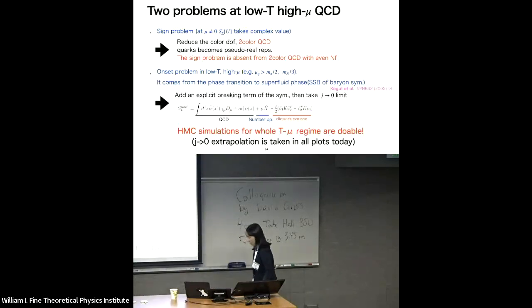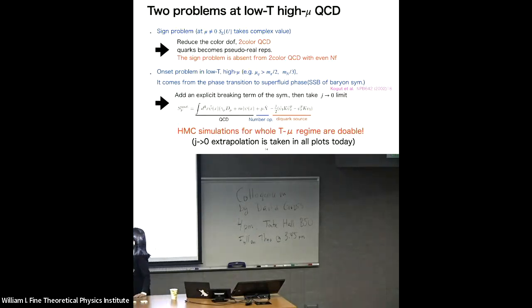And this is also a general slide, but once we would like to perform the numerical simulation at low temperature and high density QCD, we have at least two serious problems. The first one is the sign problem. This is a famous one. Once we add the quark chemical potential term, then the Euclidean action takes a complex value. So standard Monte Carlo simulation cannot be available.